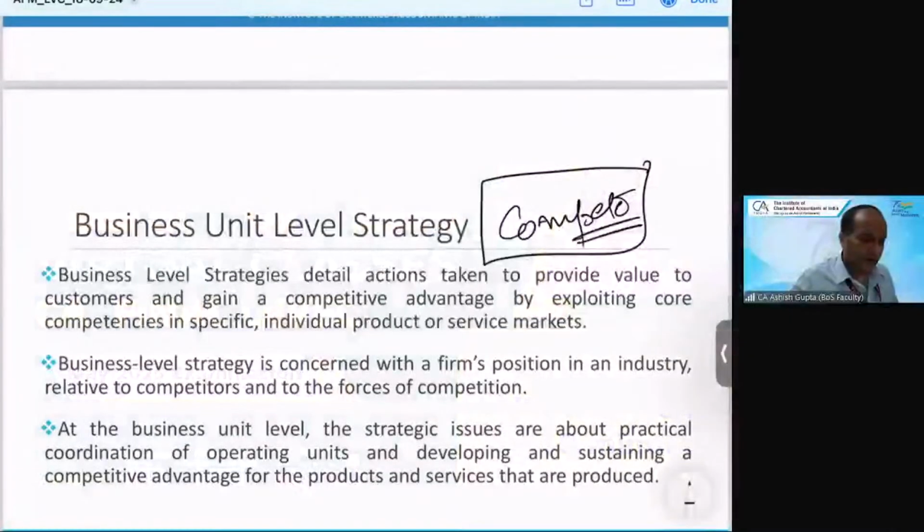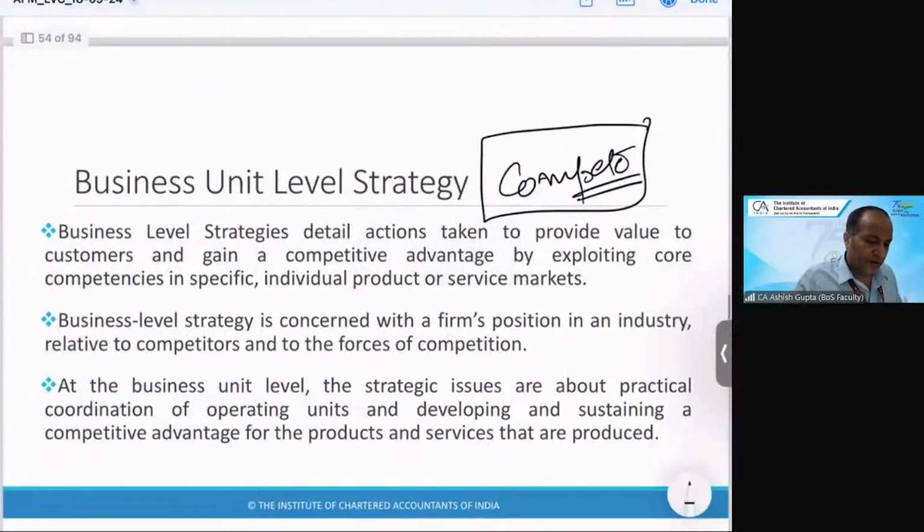Okay, students, welcome back after the break. Now, as we were discussing the strategic business unit level, we have seen that different businesses have different objectives and they normally compete with the market.